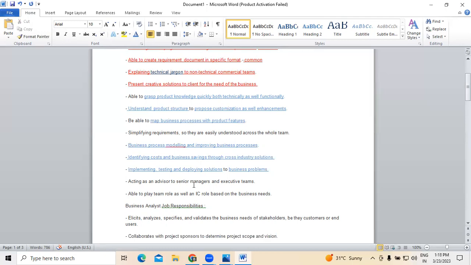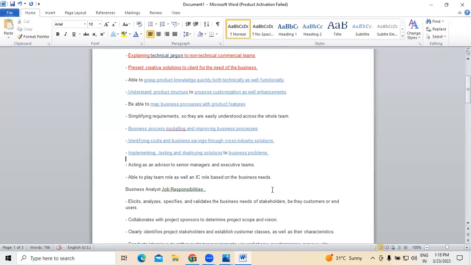Next, acting as an advisor to the senior management and executive team. This is a kind of liaising role which you have to do as a BA. At the same time, ability to play a team role as well as an IC role based on the business standards. Whatever the business standards are, we need to play as a team. So that is also essentially required for any BA, right? We need to have that coordination among teams, so all that stuff is required here.